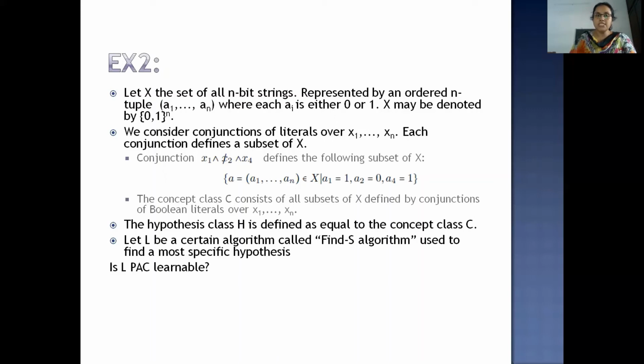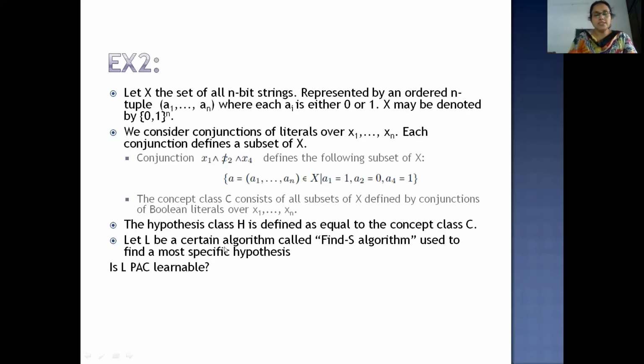Now the hypothesis class H is defined as equal to the concept class. അപ്പൊ അതിന്റെ അർത്ഥം എന്തുവാ? ഈ സിക്ക് അകത്തുനിന്ന് തന്നെ ഏതെങ്കിലും ഒരെണ്ണം എനിക്ക് എടുക്കാം for the hypothesis. So H is equal to C എന്ന് പറഞ്ഞു കഴിഞ്ഞാൽ ഇതിന്റെ അകത്തുനിന്ന് നമുക്കൊരു ഹൈപ്പോത്തസിസ് എടുക്കാനായിട്ട് പറ്റും.